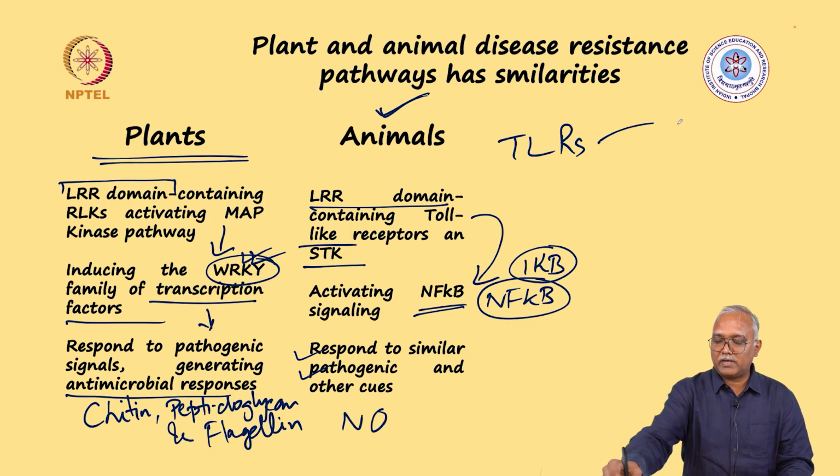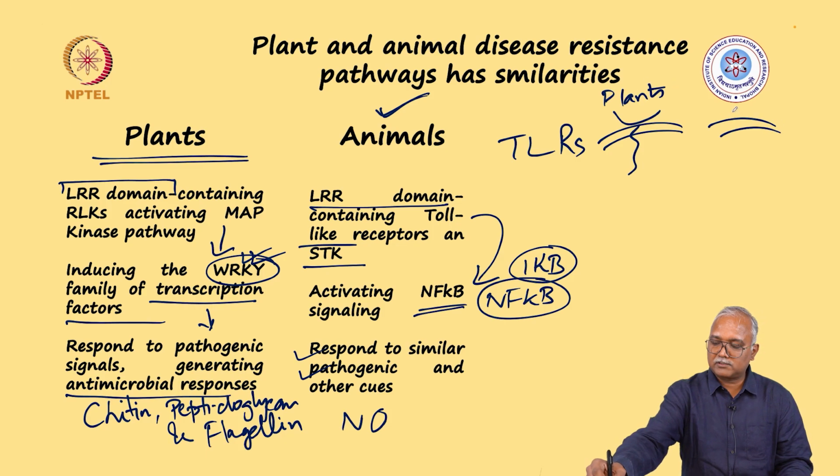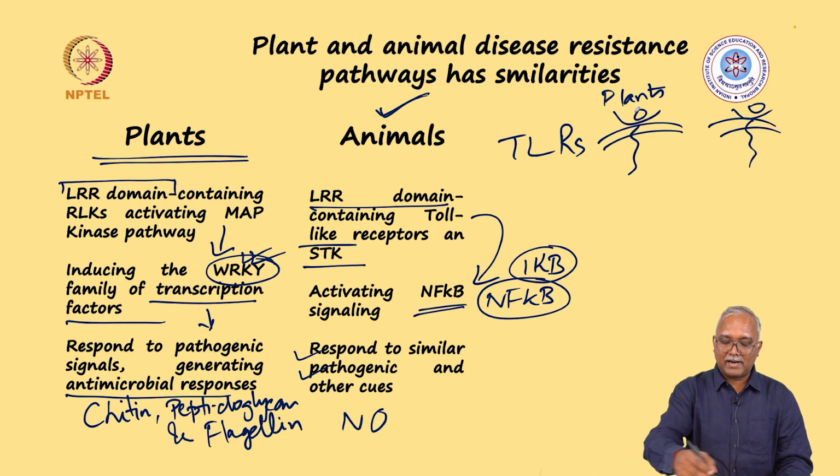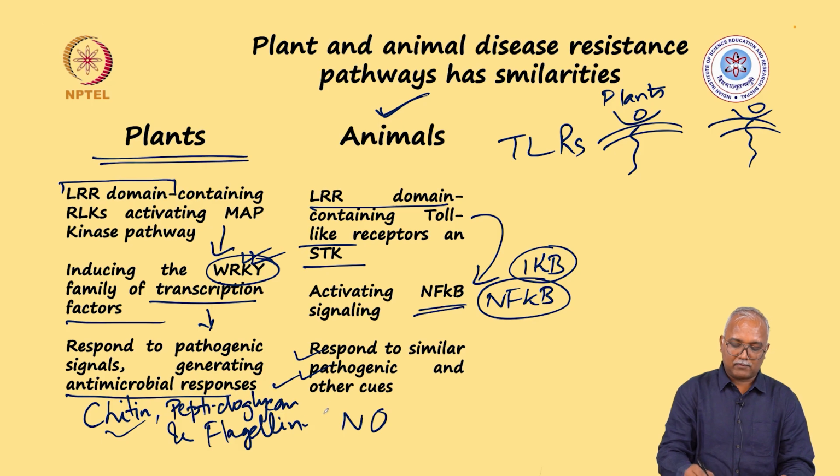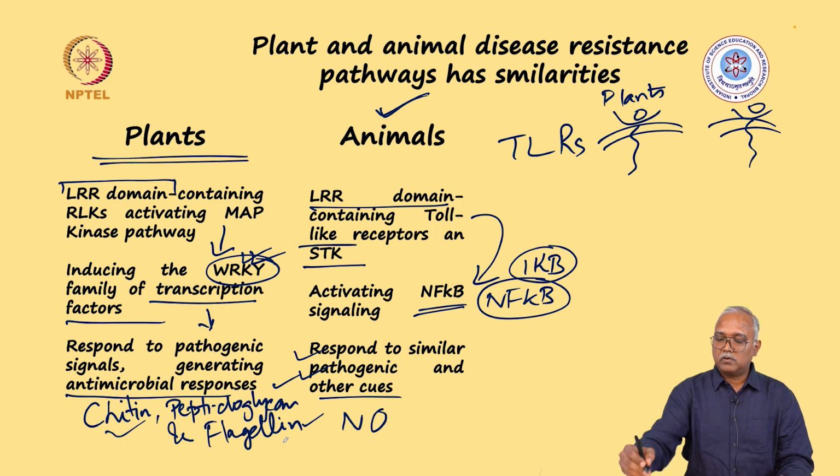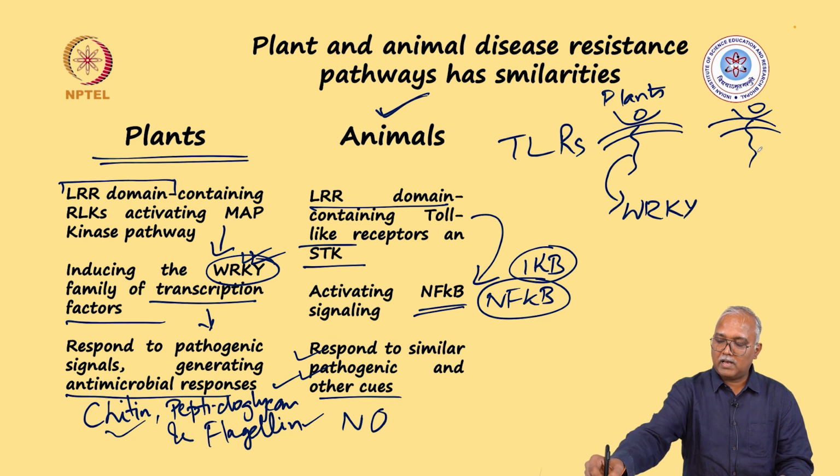So similar pathways starting from the receptor, whether in plants or animals, you have similar ligands which are chitin, peptidoglycan, flagellin. In case of animals you can have many more cues in addition to these, which here was working through WRKY, and in animals it is working through NF-kappa B.